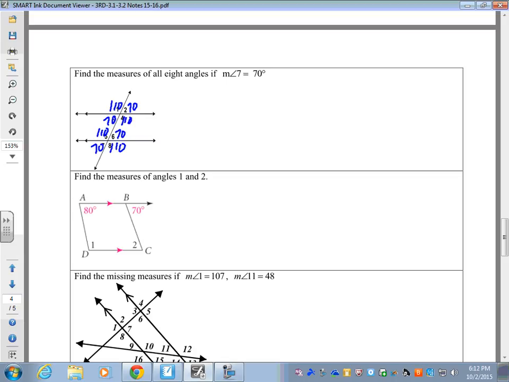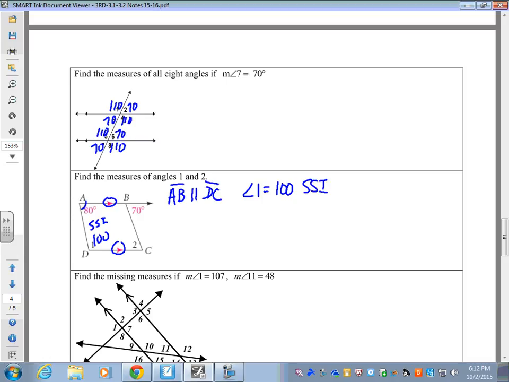Now on the second example here, we're trying to find the measure of angles 1 and 2. Only AB is parallel to DC. Some of you are thinking that angle 2 is also 80, because if angle A is 80, then since A and D are same side interior, angle 1 is 100. Okay, measure of angle 1 is 100 using same side interior, with AB and DC being parallel.